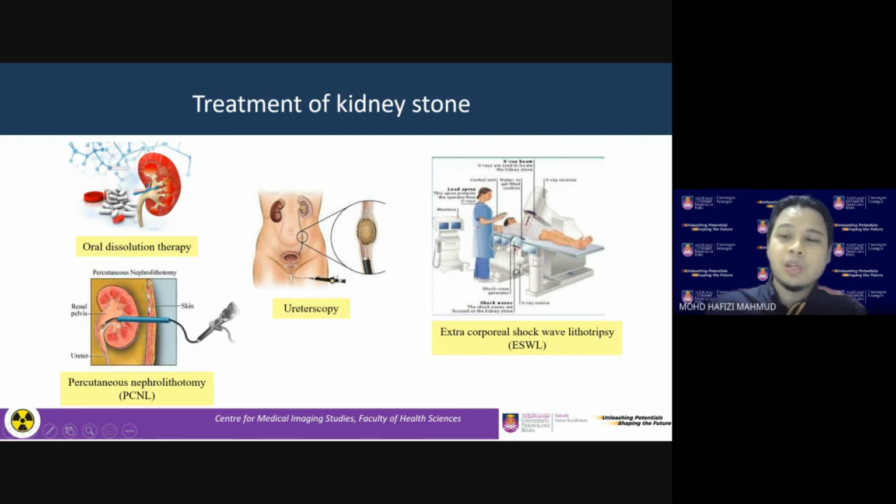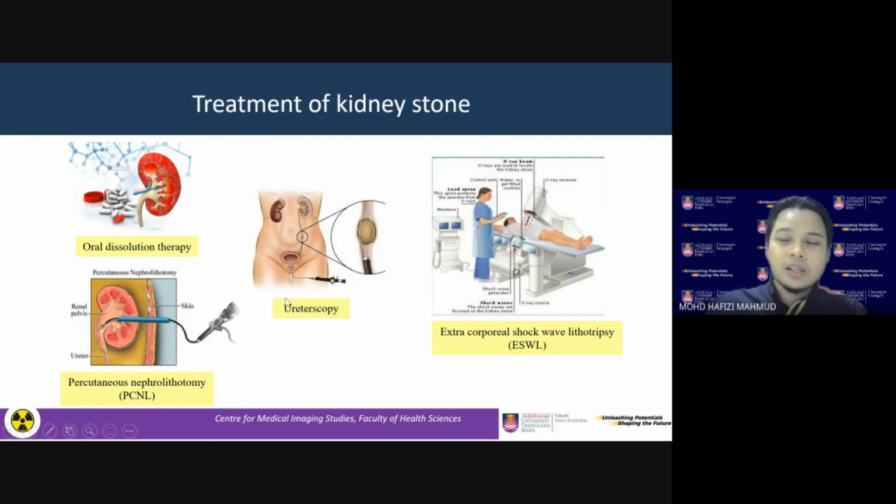fluoroscopy, which is real-time imaging. They use specific energy to generate a shock wave to break the stone down into small fragments. This ESWL is more appropriate for small-sized stones.